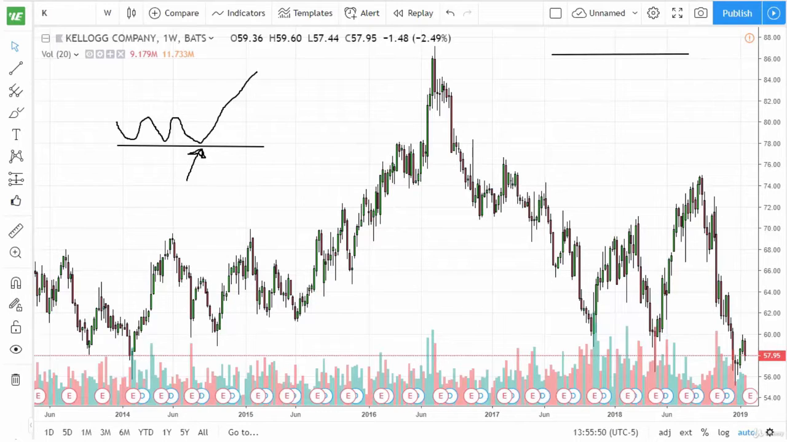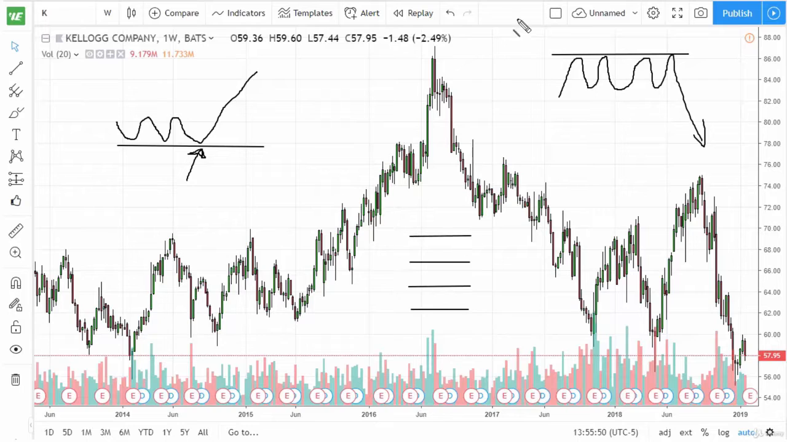Resistance is the exact opposite. It's an area where a price just doesn't seem to be able to break above, and the sellers come in and overwhelm. What's interesting about support and resistance is there is something called market memory. So you'll have levels throughout the chart where support and resistance occurs time and time again.